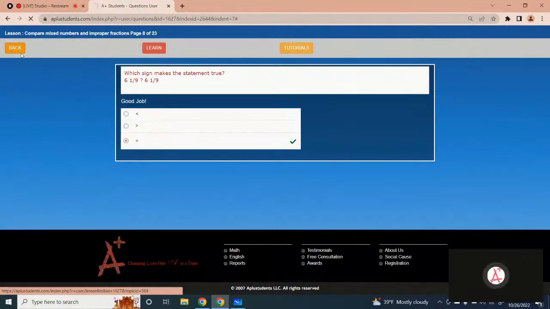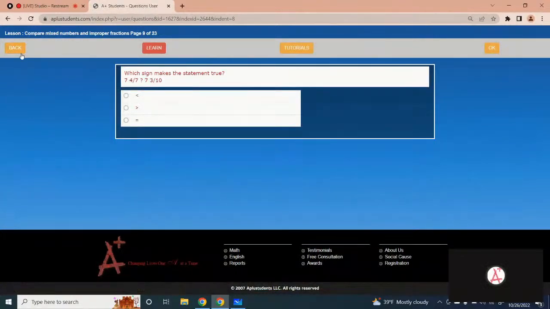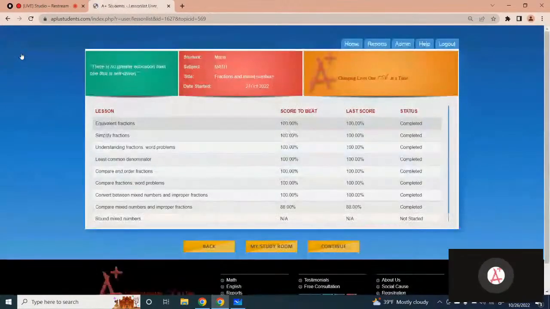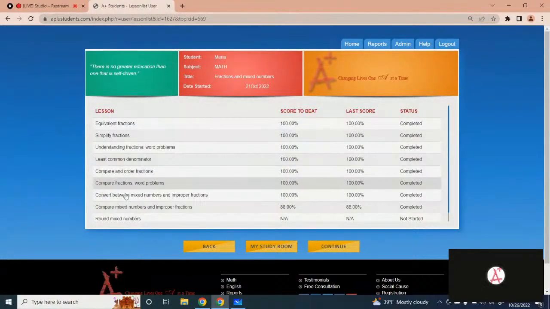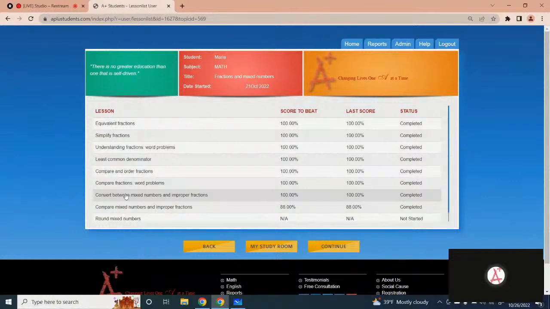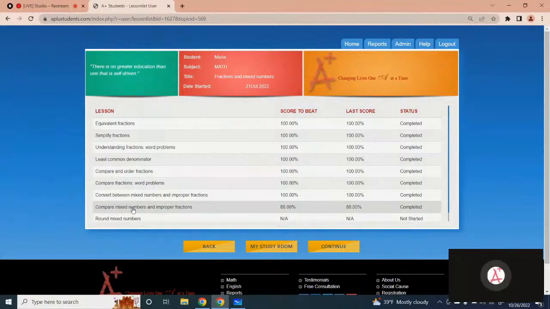So we have covered four topics today, and the topics are compare and order fractions, compare fractions word problems, convert between mixed numbers and improper fractions, and compare mixed numbers and improper fractions. Please make sure you complete the tests by yourself before the next session. If you need more help with any of the topics, just contact any tutor on Skype. They are available from Monday to Friday, 5 to 9.